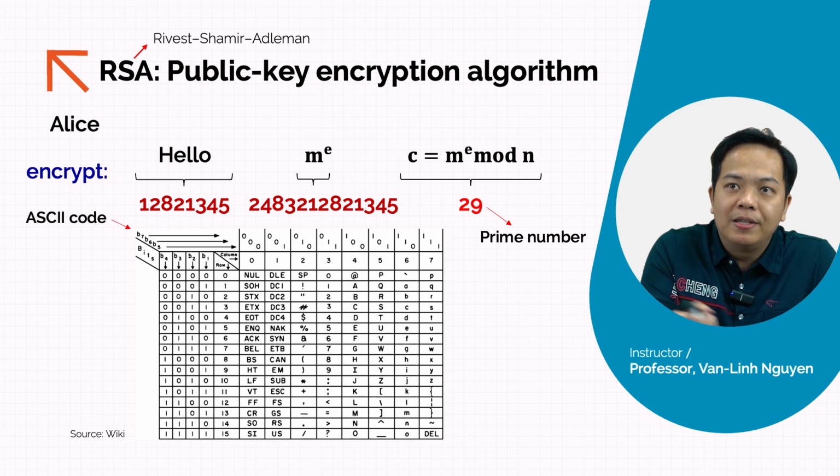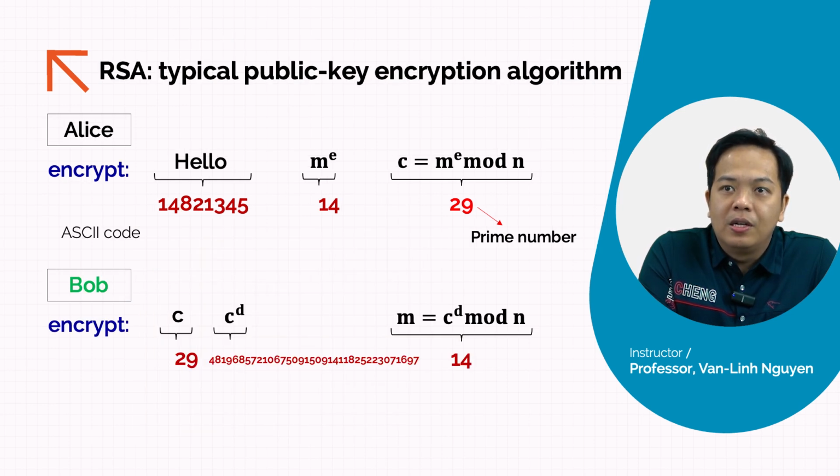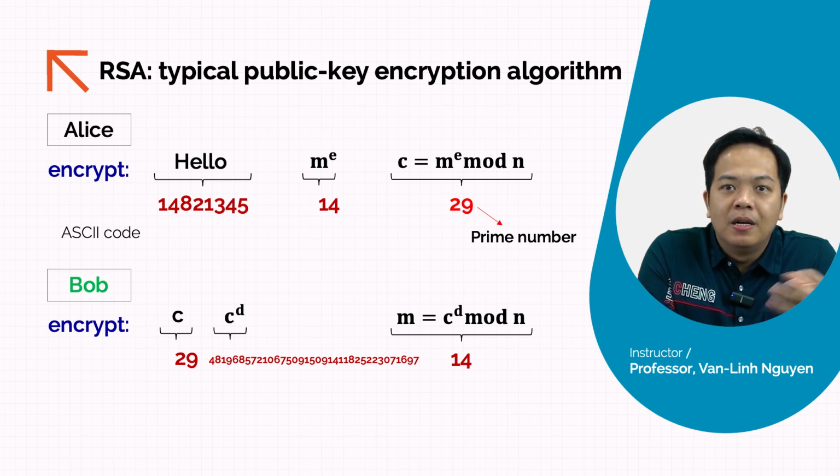So you can see on the right side, C equals m to the exponent e, modulus n. Over here they can calculate, like, a prime number 29. So after this, you can see after Alice received that kind of message with that calculation, she just receives a number. So Bob can decode again by using the same mechanism.